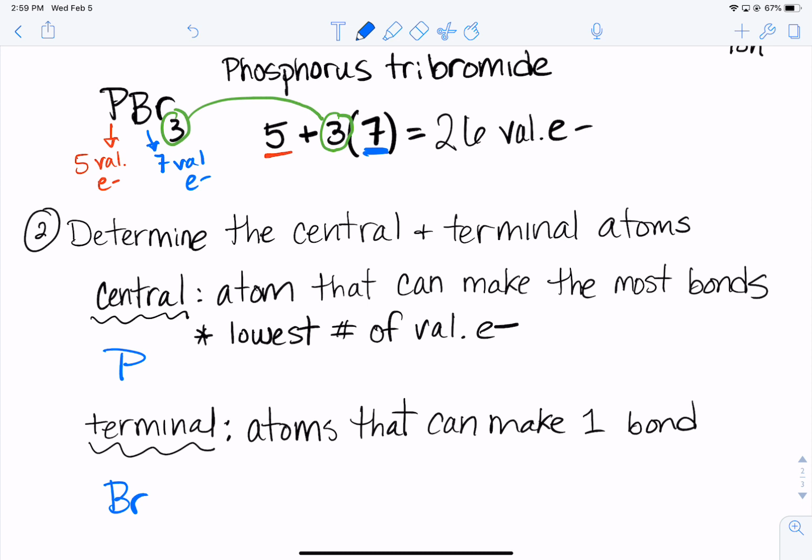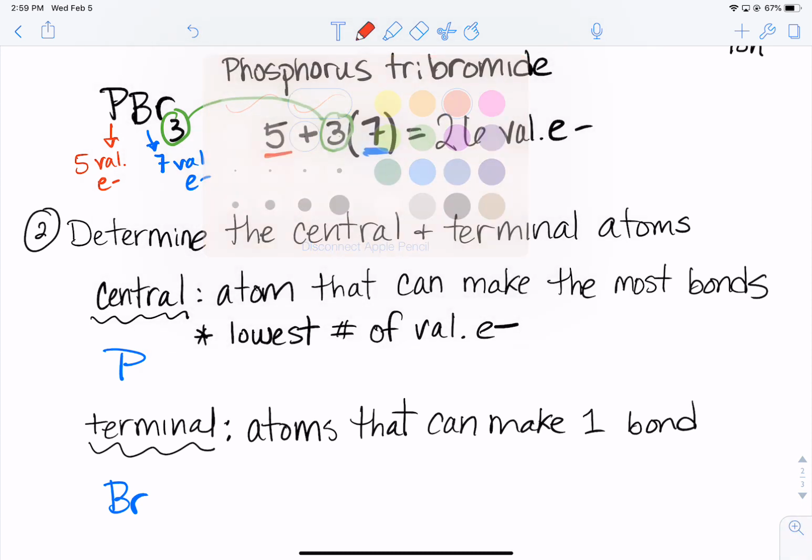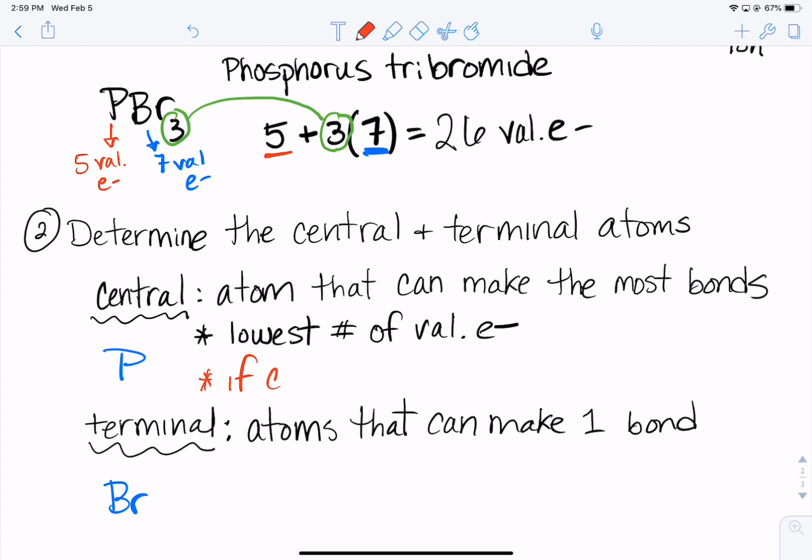I'm going to write this in red because it's a special thing. By the way, if carbon is ever present, it's the king. It will always be central, no matter what. If carbon is present, it is the central atom no matter what.